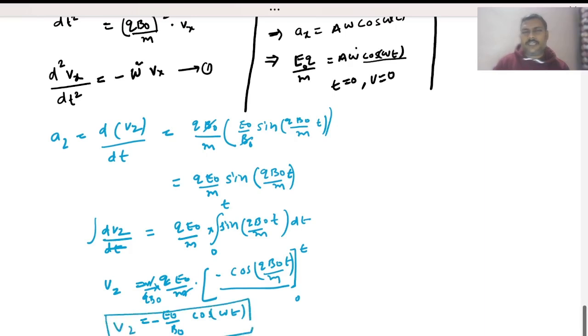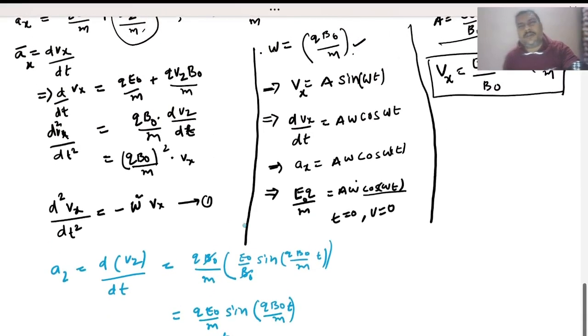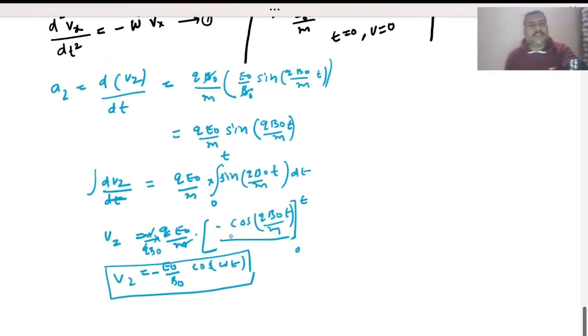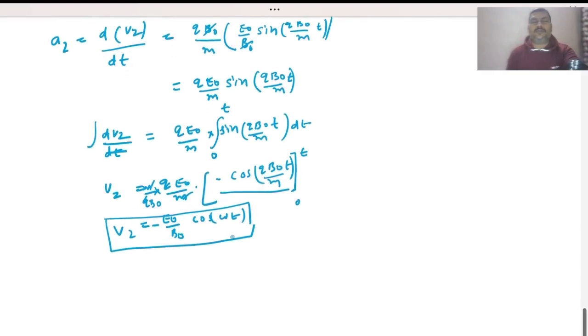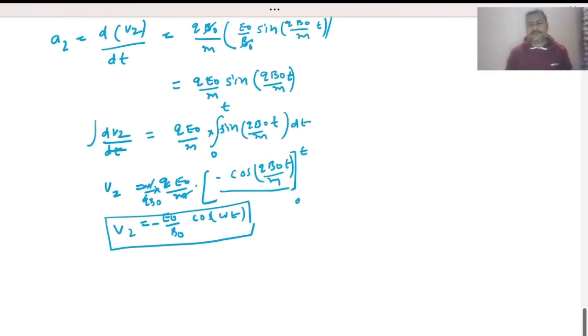So vz and vx I got. Vz is equal to e naught by b, and here omega will come. Omega means q b naught by m. So you will get vz equal to E naught by B naught into cos omega t, and Vx equal to E naught by B naught into sin omega t, and omega is equal to B naught q by m. So Vx is E naught by B naught into sin omega t, and Vz is equal to minus E naught by B into cos omega t. Otherwise you can write q E naught by m omega, and omega is equal to qb by m. So these are simple harmonic equations in velocity.